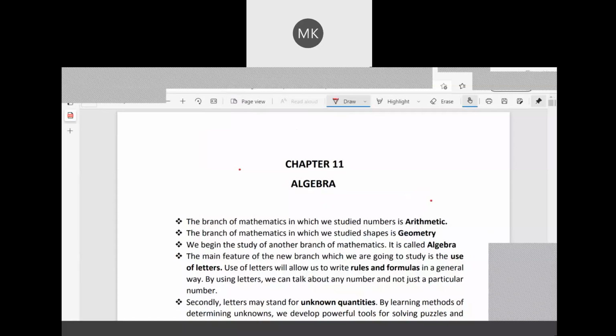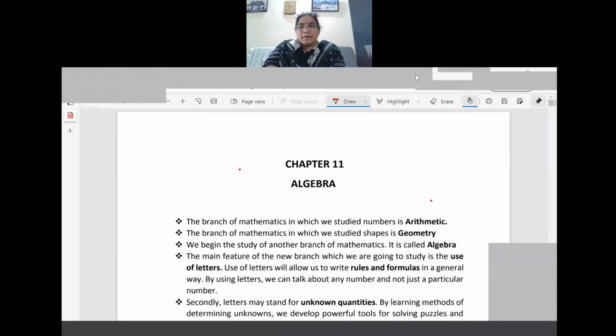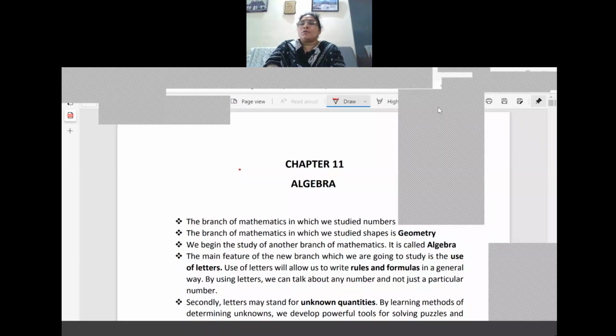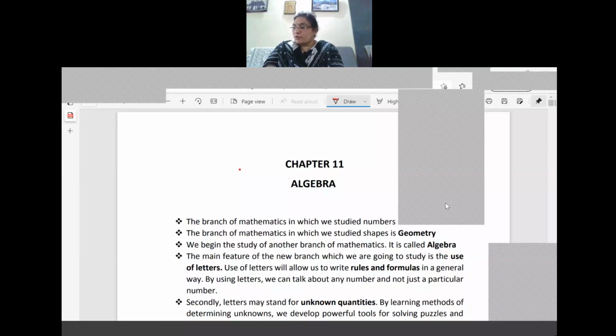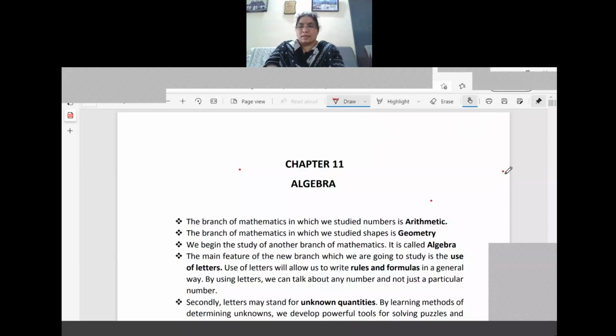Already you have learned about maths and all. You have learned arithmetic, you have learned geometry. Now this time you have to go for a new branch. It is called algebra. Listen, all of you. Algebra, you have heard the name maybe. You have already started all these things in the lower classes also. Even if you already know that, just listen to the class, all of you.